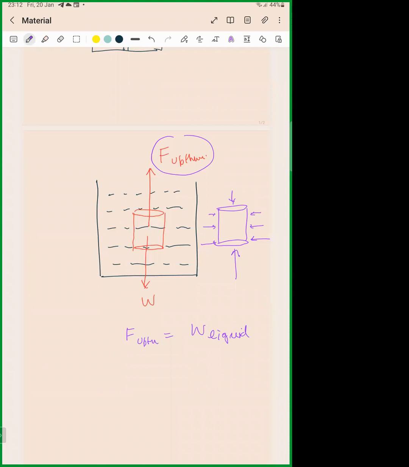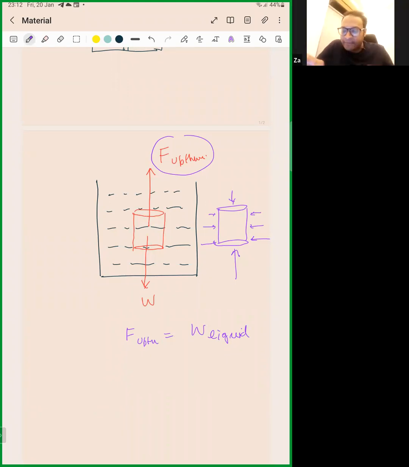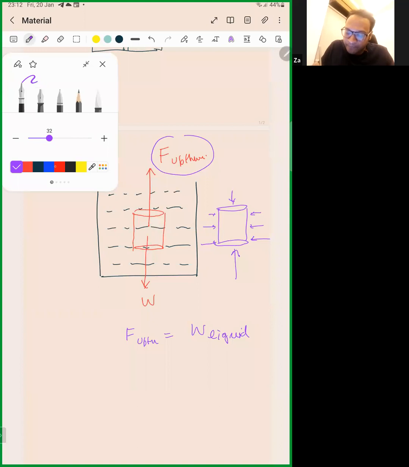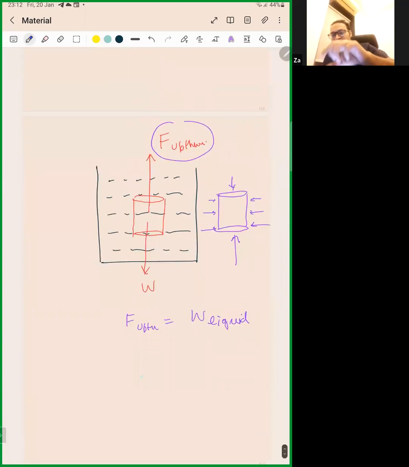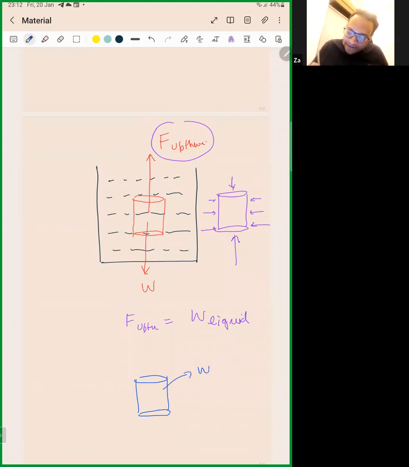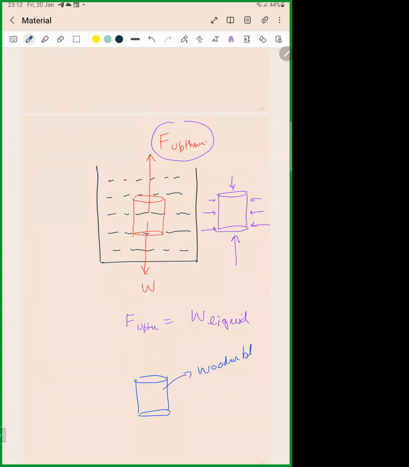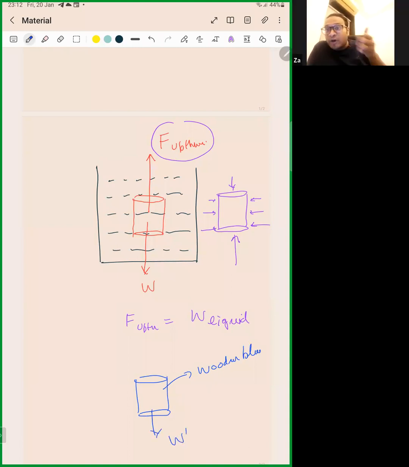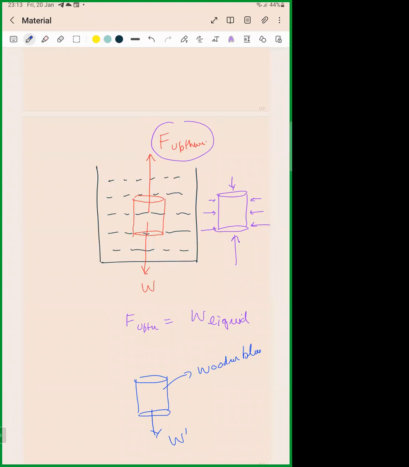And what I did, I immersed that wooden log in place of the water cylinder. So this red color thing is getting replaced by the blue thing, which is a wooden block. And this wooden block has a weight, let's say W dash. Now the water which is surrounding this wooden block is unaware of the fact that in place of water, there is a wooden block now. They are just doing their work. So they are applying the same upthrust.